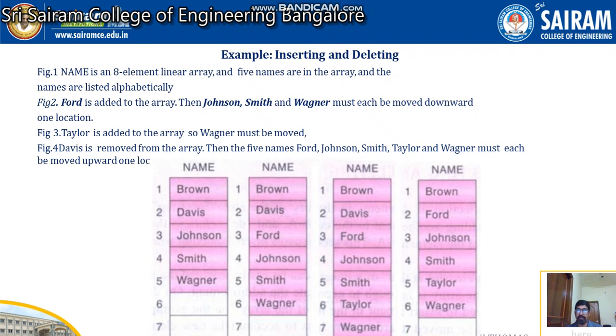Please look at figure number 4. Don't get confused. From the last figure, we have deleted Davis; Davis is removed from the array. If you look at picture number 3, Davis is in the second place. So when we delete Davis, the names Ford, Johnson, Smith, Taylor, and Warner must move upward by one location. So this is about insertion and deletion.